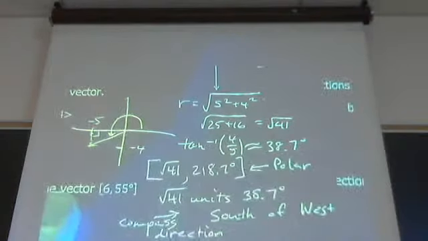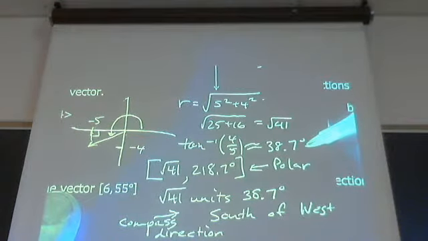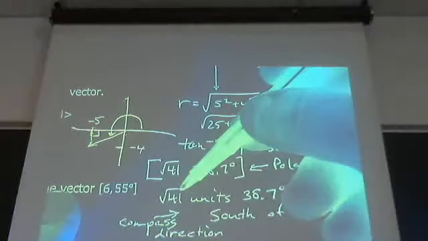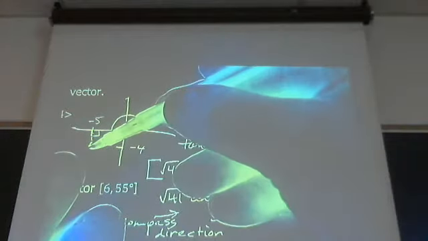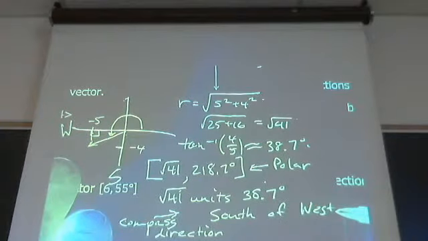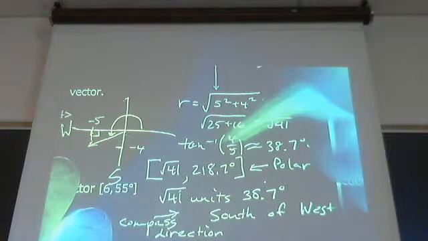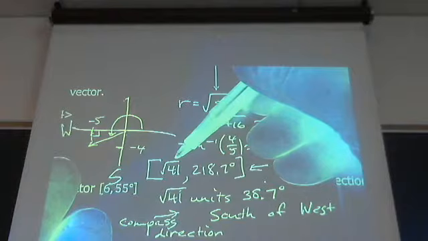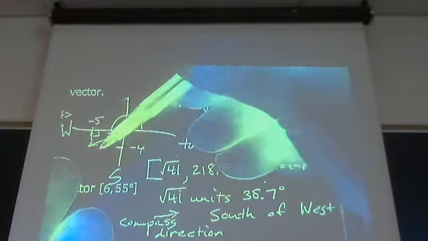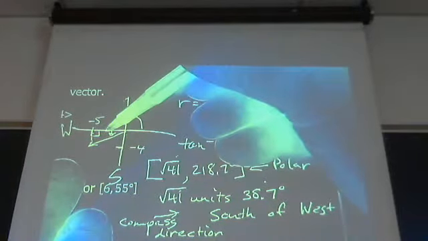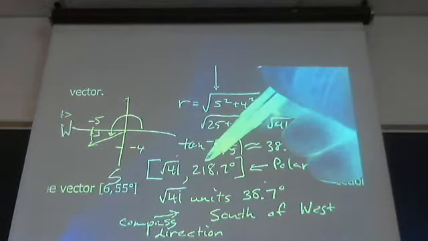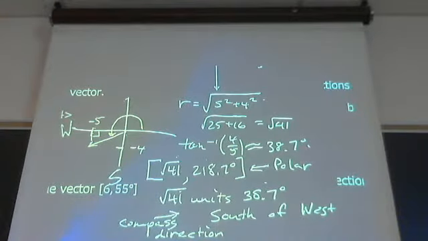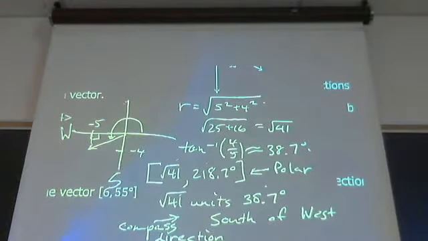Let's see if I can back up a little bit so you can see more of this. And then, so that's going to come in handy for my compass directions, radical 41 units, 38.7 degrees south of west, since this is the west direction and this is the south direction. In terms of the polar coordinate, obviously radical 41 is the radius from the Pythagorean theorem. We are in quadrant 3 here, so we take that 38.7 and we add it to 180. And that's how we get the 218.7. So that's question 62.